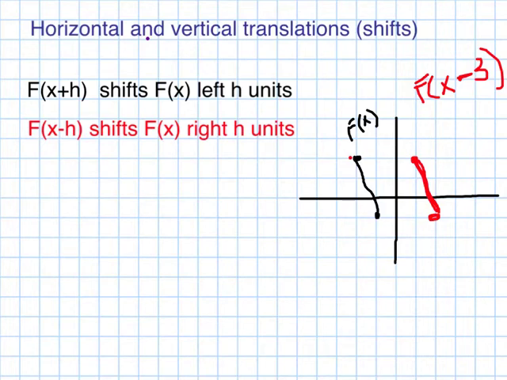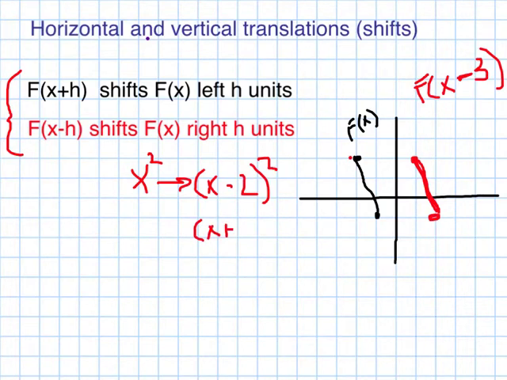Now something in an actual equation that would look like it's shifted left or right would be where I have, let's say, x squared, and then the transformation would be something like x minus 2 squared, or x plus 5 squared. That would be taking the x squared function and adding 2 on the inside of the square, so those would be shifts that are left or right.